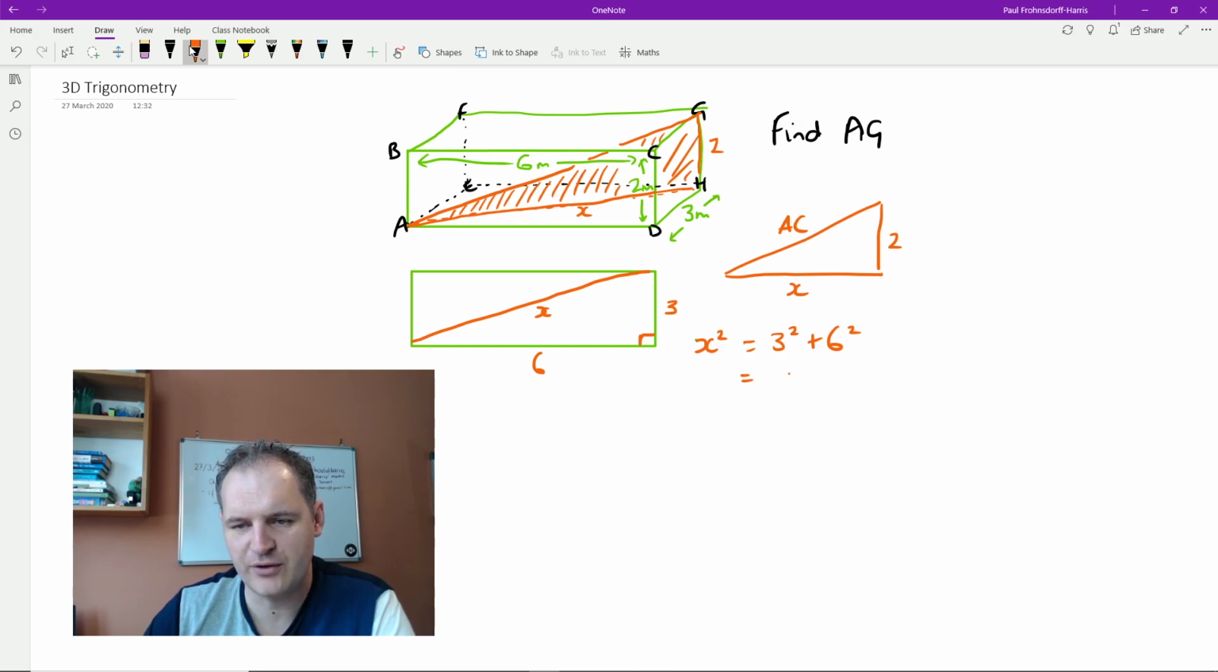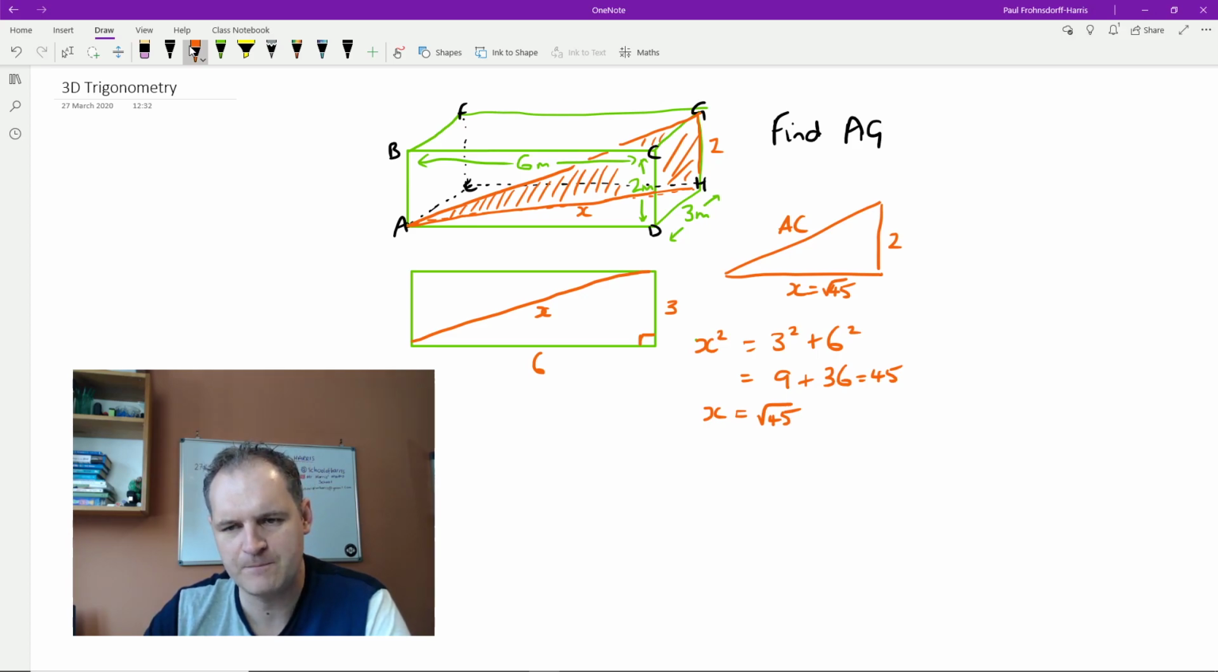So we end up with 9 plus 36 is 45. And the next step is we know that x must therefore be root 45. But notice, I am not going to write down what that is, and that is because I'm going to put this inside. You notice I've got this triangle. This is the shaded triangle within the middle of my cuboid.